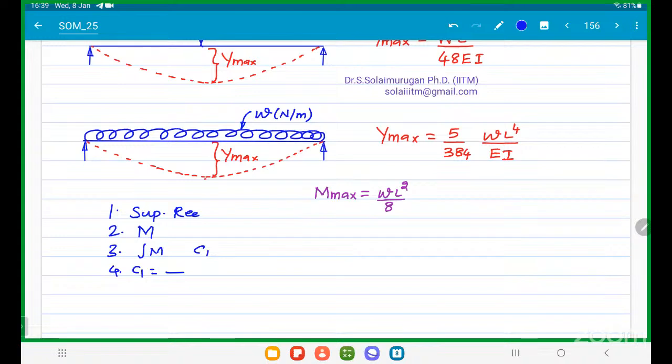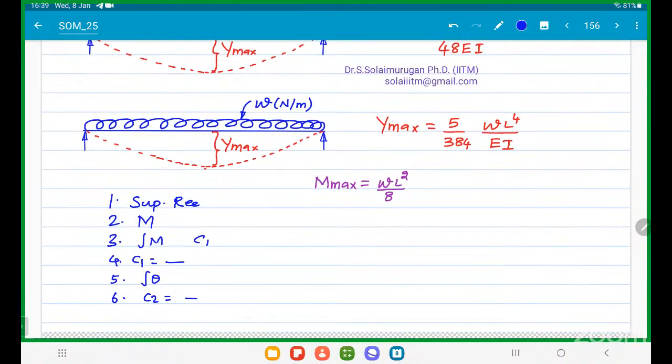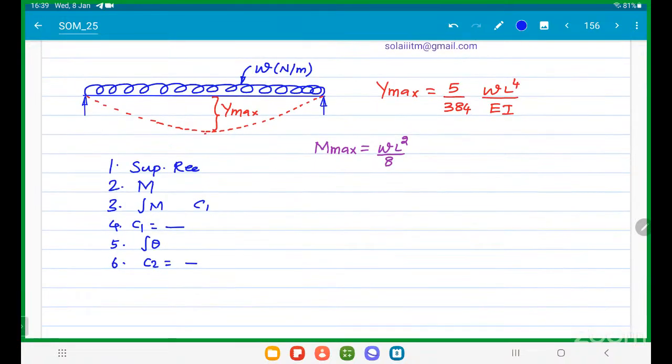Then again integrate theta. We will get the deflection equation with C2. Again find out C2. Now what are you getting? Deflection equation only.